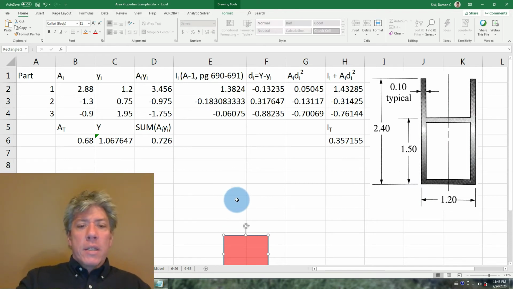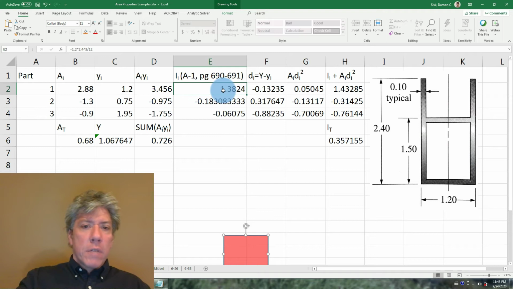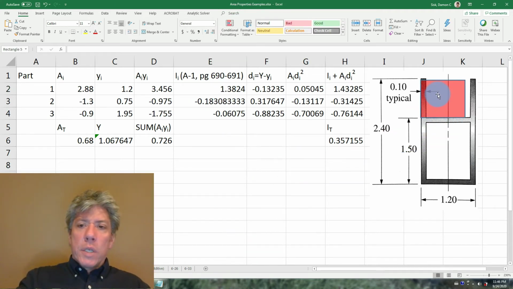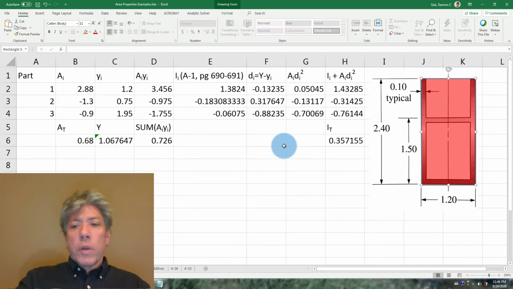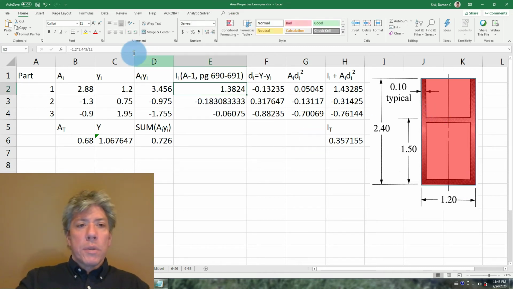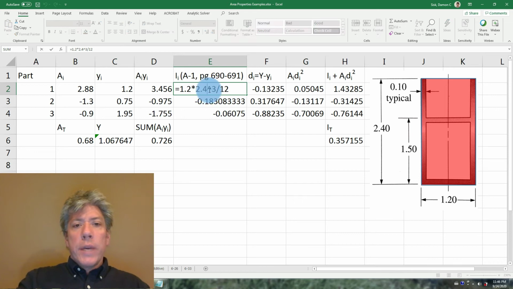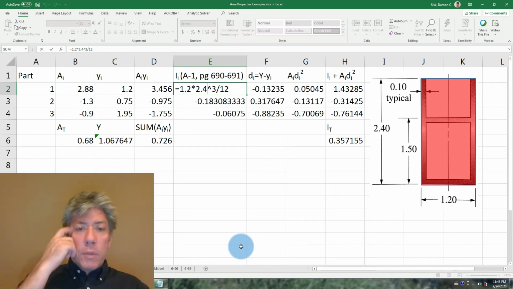Now, what about the second moments of area? Well, remember that my first row deals with a rectangle that is an outline of the entire shape. The height of that rectangle is 2.4 and the width is 1.2, so it's pretty simple. 1.2 base, 2.4 height has to be cubed divided by 12. Just 1/12 bh cubed, just like it always is for a rectangle.